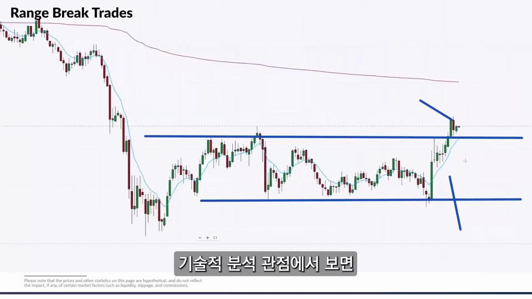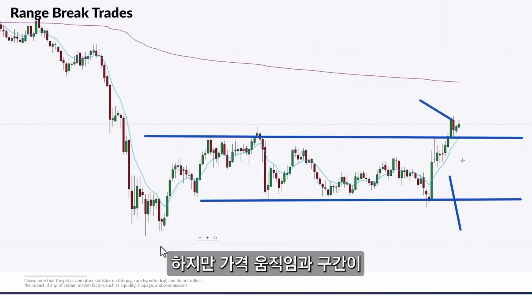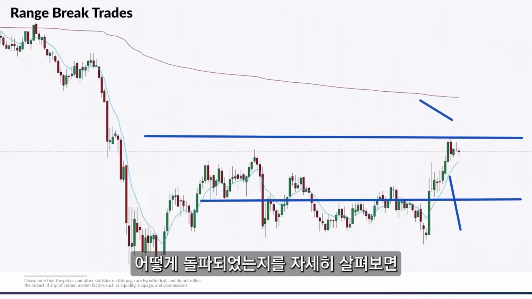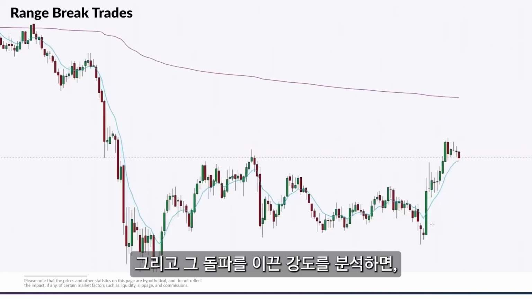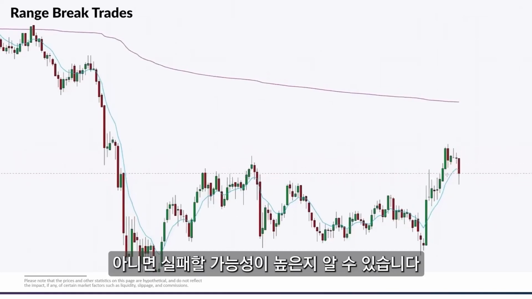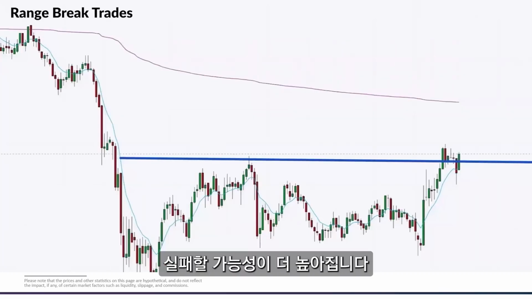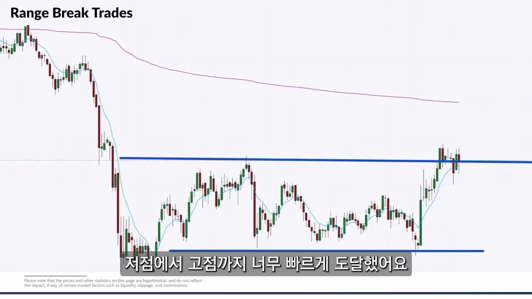When we're looking at technical analysis, you could say, yes, these are both range break trades. But when we study the price action and the way the range broke, when we study the price action and we look at the strength that led into that, we recognize that this range, either it's going to work really well or it's going to fail. And the reality is this is more prone to fail when it's come a long way into it. Think about the energy that it's used to get to that point, from the low of the range to the high of the range very, very quickly.